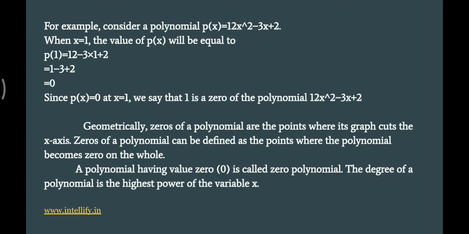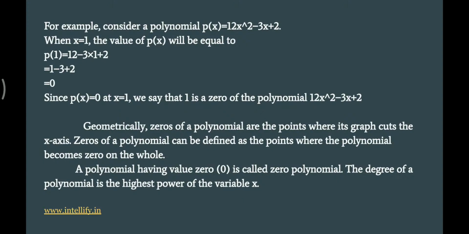Geometrically, zeros of the polynomial are the points where its graph cuts the x-axis. Zeros of the polynomial can be defined as the points where the polynomial becomes 0, and a polynomial having value 0 is called the zero polynomial.